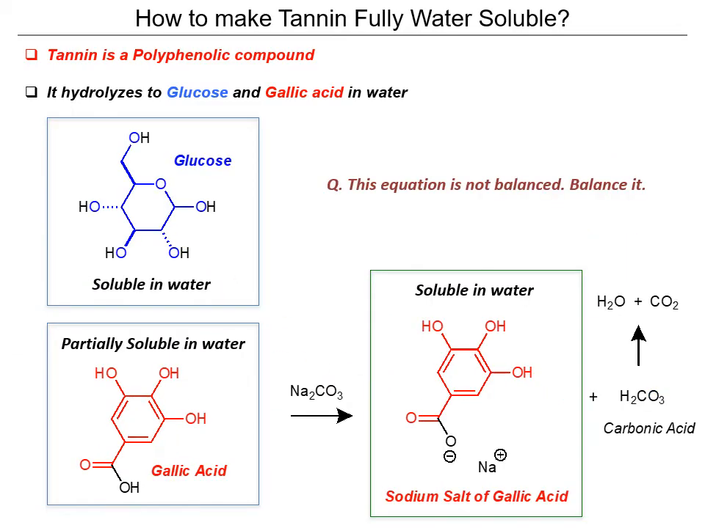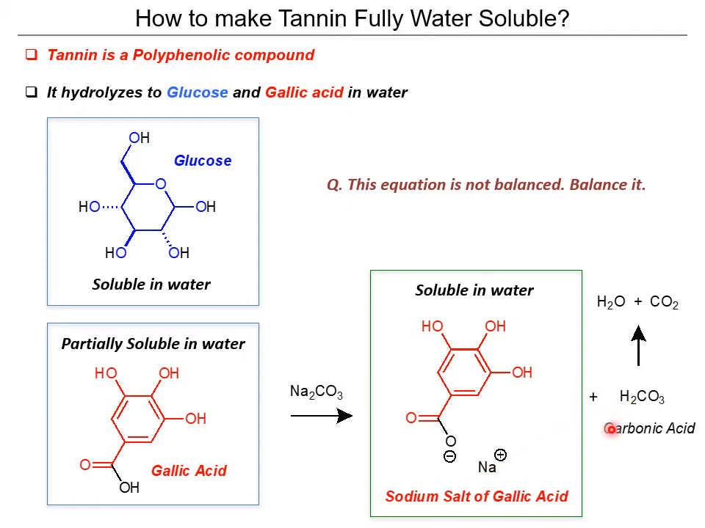So one important thing to note here is that glucose is pretty soluble in water, right? However, gallic acid isn't so much. Now, in order to make this more soluble in water, you would have to treat it with some kind of base, in this case, sodium carbonate, right? And when you do that, you deprotonate this carboxylic acid here, and you form a salt. And once this becomes a salt, we know ionic compounds are pretty soluble in water, right? So that is a way to make this water soluble.